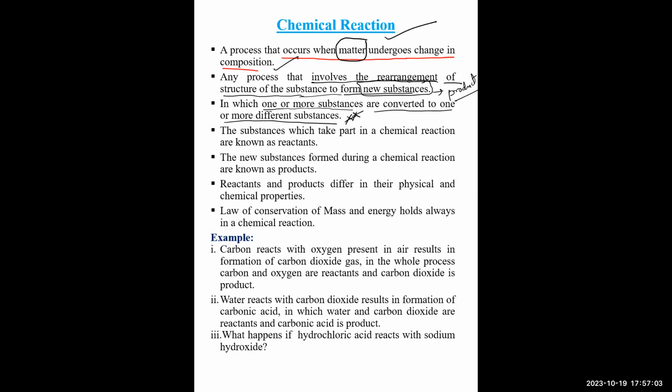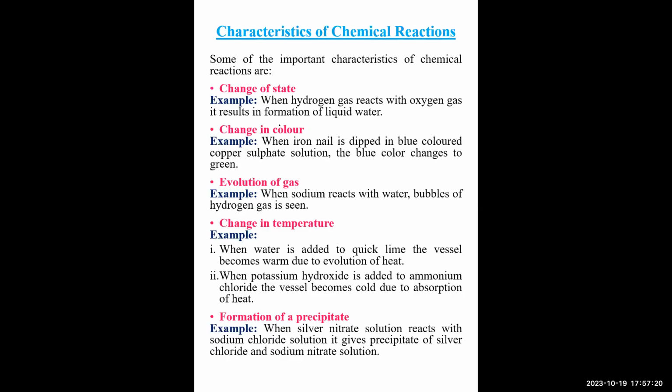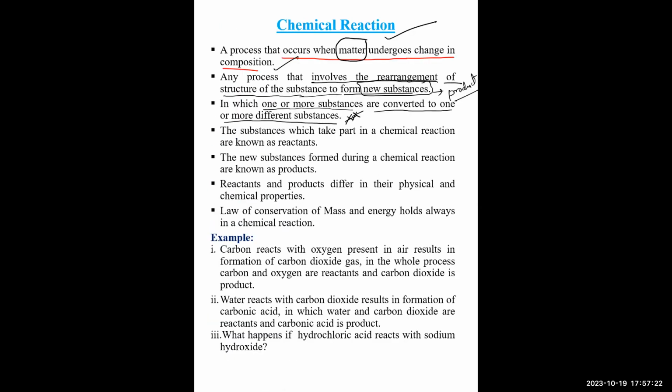The first one can be carbon monoxide and the other one can be carbon dioxide. So this is what we are talking about, conversions, when one or two substances have been combined to form a new substance. The next one: the substances which take part in a chemical reaction are called reactants.